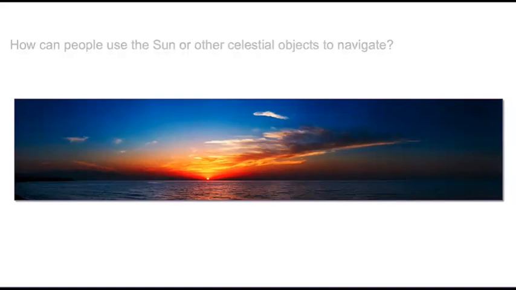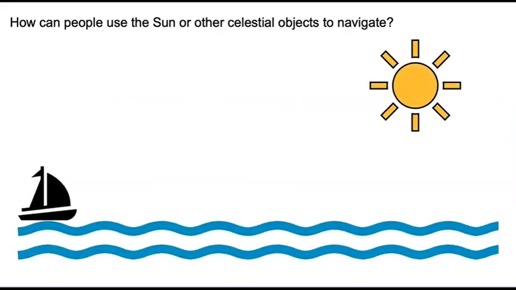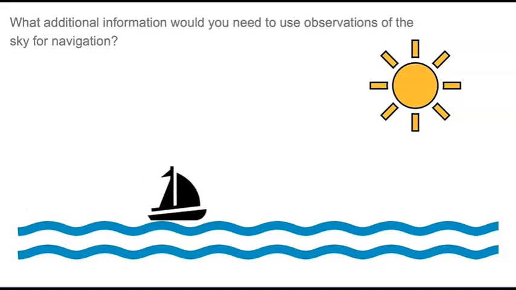So, the sun was in the same place in the sky at the same time each day that we observed it. Its location was predictable. But how can people use the sun or other celestial objects to navigate? Well, imagine you're sailing on the ocean. You know that the sun is in the same place every evening. So, you can use this knowledge to figure out where you are and to keep the boat moving in the right direction. What additional information would you need to use observations of the sky for navigation?